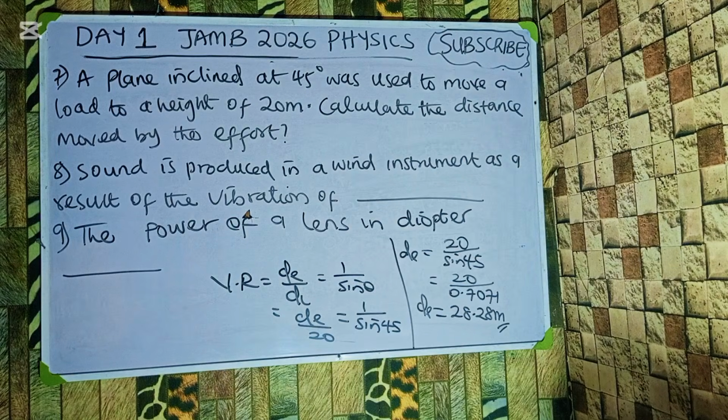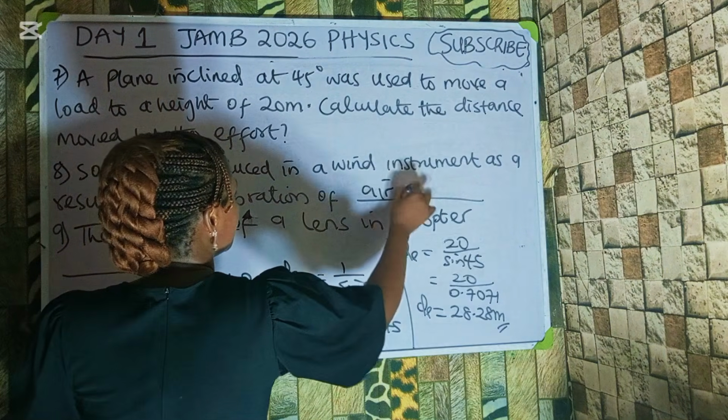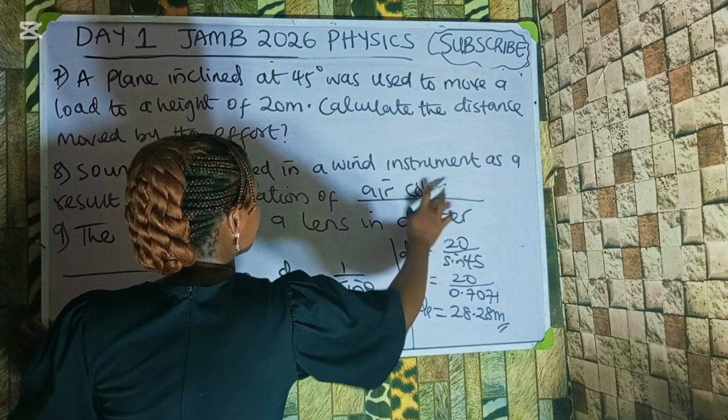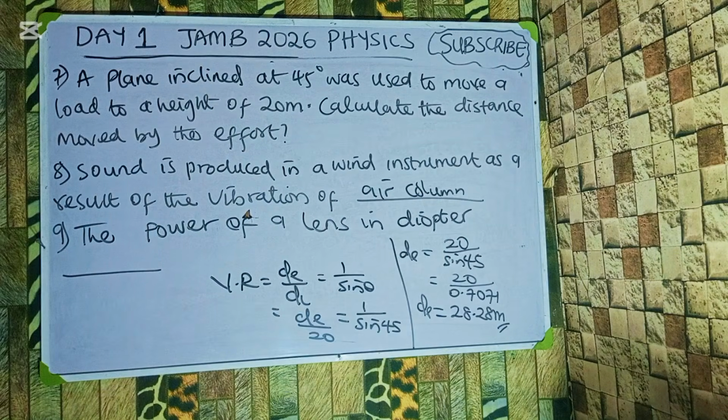Question 8. Sound is produced in a wind instrument as a result of vibration of air columns. So it's air columns that make sound to be produced in a wind instrument. Please don't forget that.